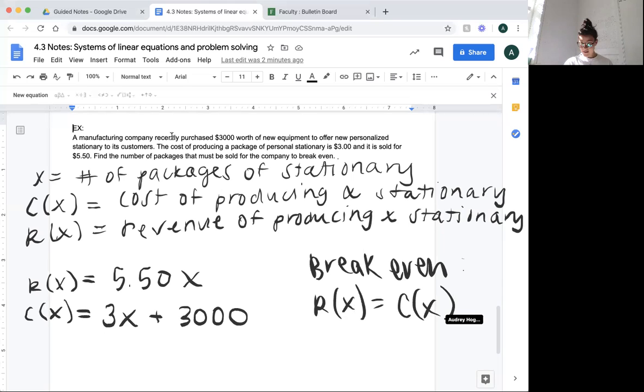So in order to find the break-even point for this problem, we're just going to set our two equations equal to each other and solve for the one variable that we have, which is the number of packages of stationery, or x. And that's beautiful because our problem is asking, find the number of packages that must be sold. So again, I'm going to let you guys do the math, but you should get that x equals 1,200 packages of stationery for the break-even point there.